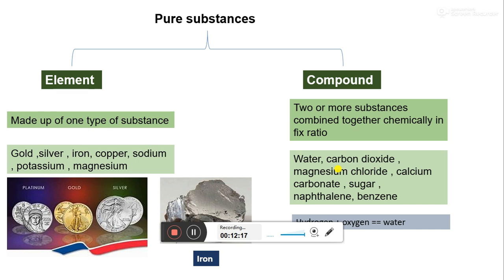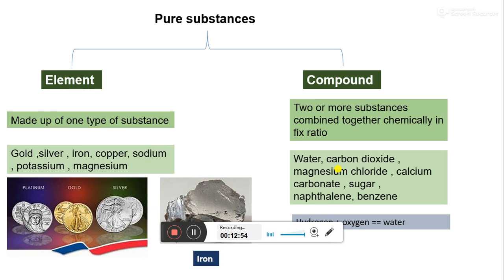Carbon dioxide, CO2. Magnesium chloride is MgCl2. Calcium carbonate is CaCO3. Sugar is C12H22O11. And naphthalene and benzene are also examples of compounds, right? If I mix two elements and they combine chemically, they will form a compound, and the compound has some unique properties which do not match with the respective elements involved in the combination, right?